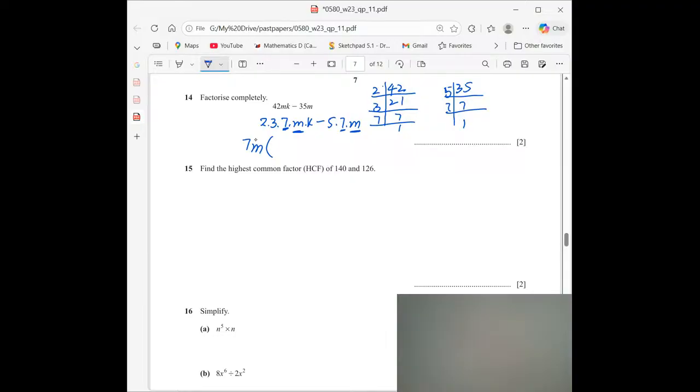So you can see that if we pick 7m, what is left in the first term? It is left 2, 3, and k, right? It will be written inside the bracket. 7 and m, if written outside, 5 will be left inside to be written in the bracket. So 7m times 2 multiplied by 3, 6, 6k minus 5. So finally this is factorized as 7m, 6k minus 5.